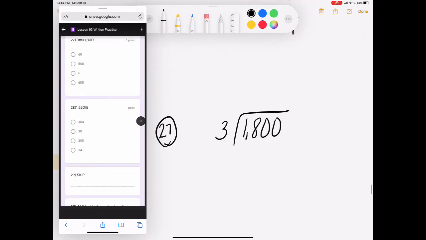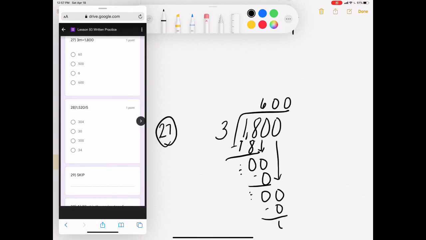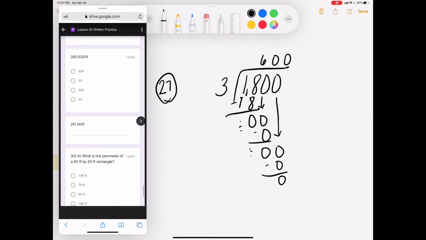27. 1,800 divided by 3. You cannot fit 3 cars in a 1-car garage, so we go to 18. 6 times 3 is 18. 18 minus 18 is 0. How many 3s are in 0? 0. 0 times 3 is 0. Bring down your 0. Again. The answer to number 27 is 600.